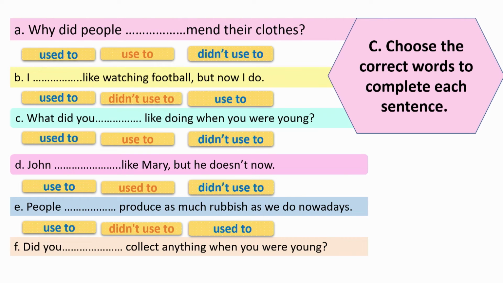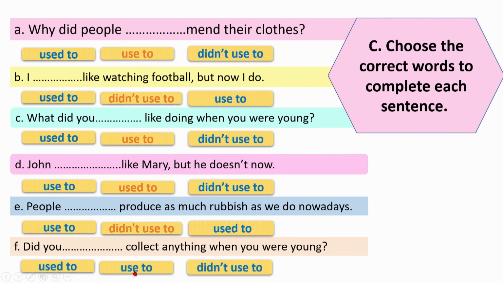Okay, students, now on number F, did you collect anything when you were young? So when you see did here, it is already past. So we have to use here the verb without ed, like you can see here the word used to. So, did you use to collect anything when you were young? Okay, these are the correct answers. You can correct your sentences and complete the exercise.